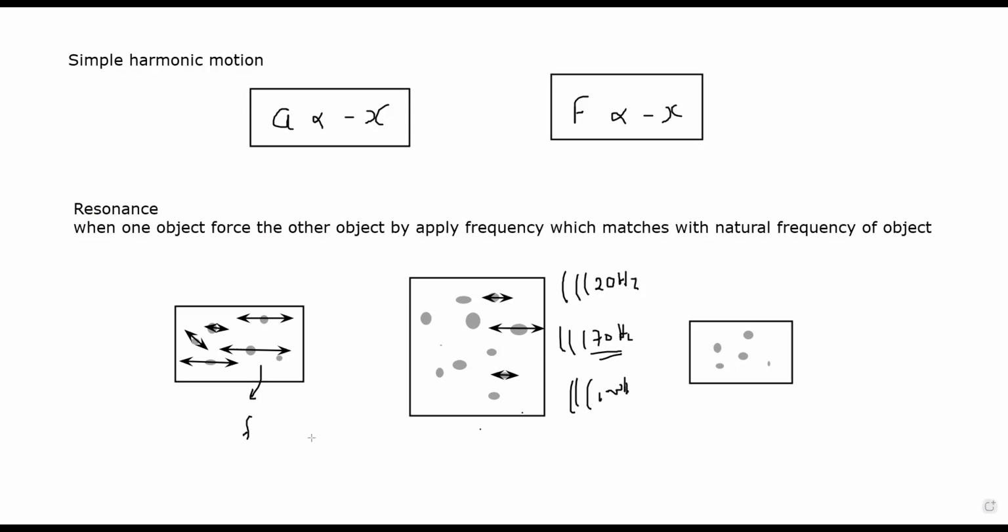If we sketch a graph for applied frequency and the amplitude, on the y-axis is the amplitude of the motion, and on the x-axis is the applied frequency, the frequency which we are applying. So what will be the shape of the graph we will obtain for applying a frequency and trying to cause the object to vibrate?